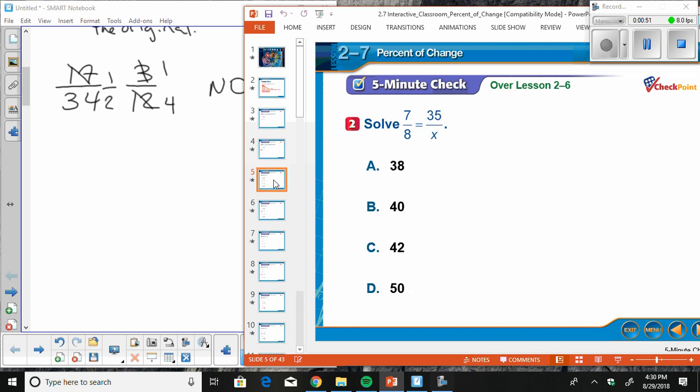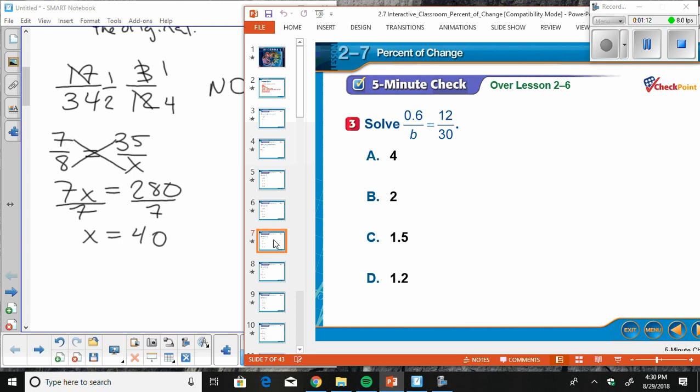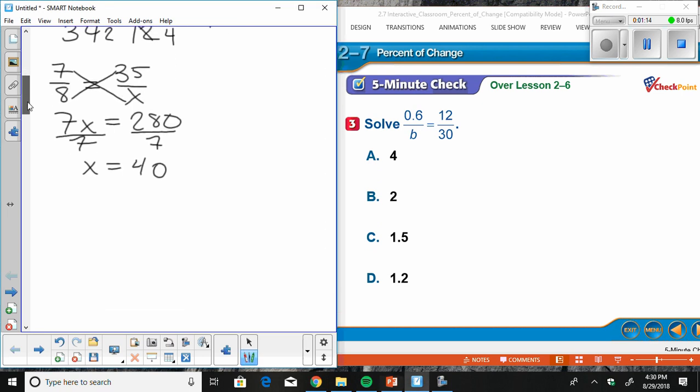And then we want to solve this, so we have 7/8 equal to 35 over x, so we cross multiply and we get 7x equals 35 times 8, so that's 280, divided by 7, we get x equals 40. Keep it going here.